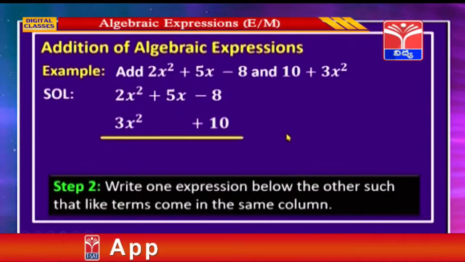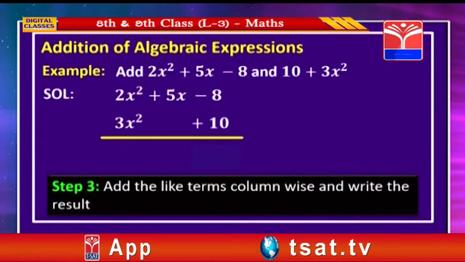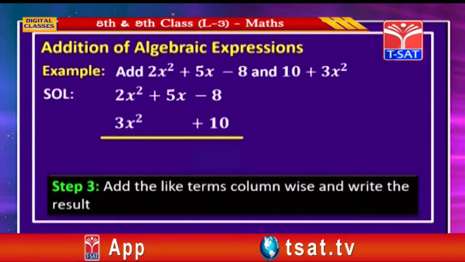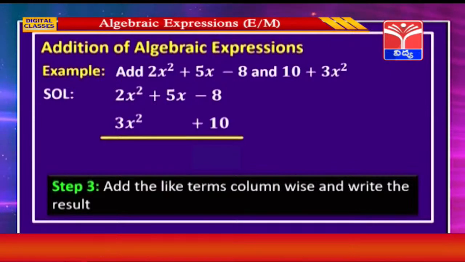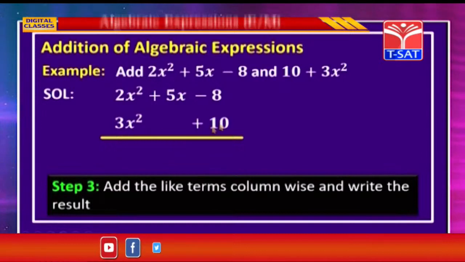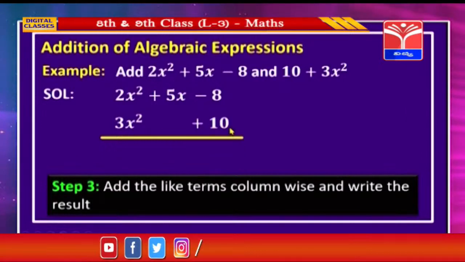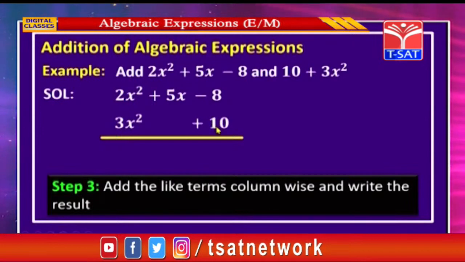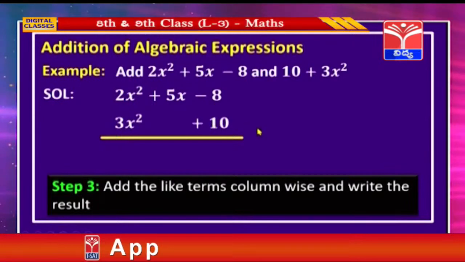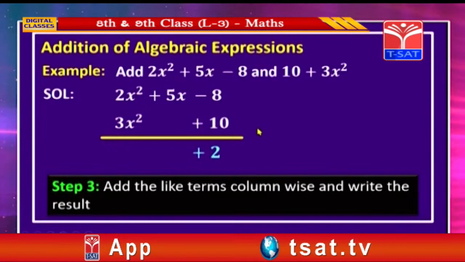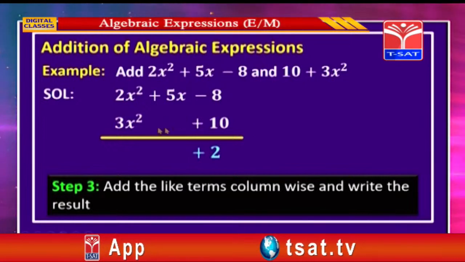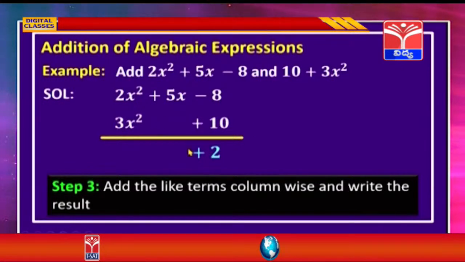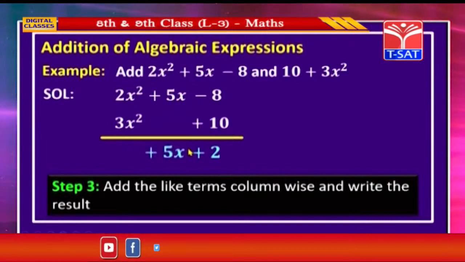Now what are we going to do? In the third step, just add the like terms column wise and write the result. That means I am going to add minus 8 plus 10. A negative number and a positive number, so you need to subtract. So you will get 10 minus 8 is equal to plus 2. Then since we don't have any x term in the second expression, we write down the first expression as it is, that is 5x.